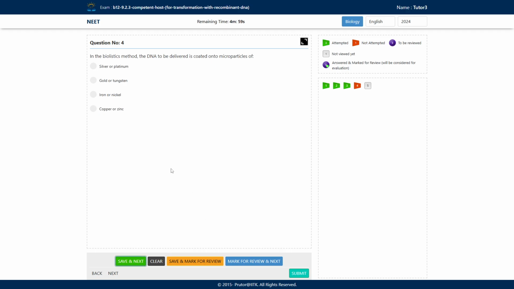And next, in the ballistic method, the gene gun method, the DNA to be delivered is coated onto microparticles of what? We have again studied this in class, but let's see the options. Silver or platinum? Nope. Gold or tungsten? Yes. Iron or nickel, copper or zinc? No. Only gold or tungsten. Why? Because it is biologically inert and is not going to react with cells. That's why gold or tungsten.